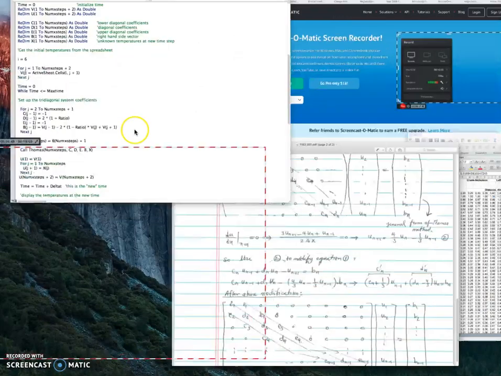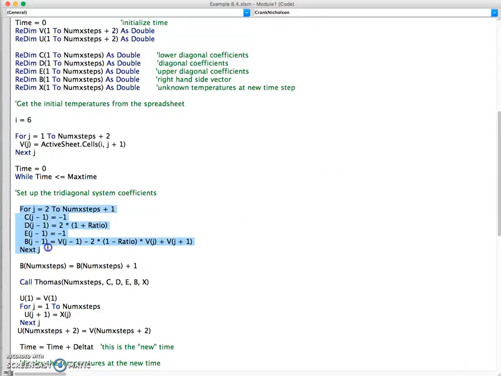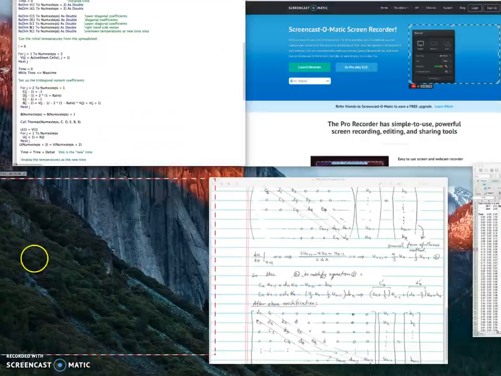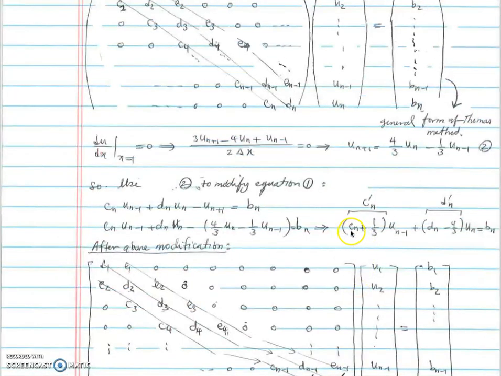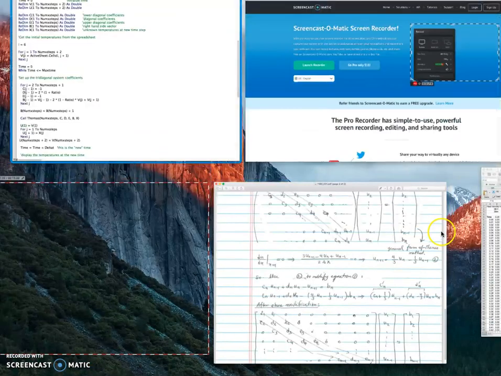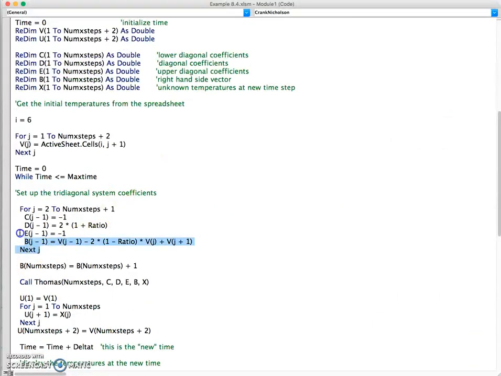So all you need is, after this loop, you have to have 2 lines to correct Cn and Dn only, not all other C's and D's, just Cn and Dn. In other words, Cn is equal to Cn plus 1/3, Dn is equal to Dn minus 4/3. Okay, so you're going to have 2 more lines after this loop, not inside the loop, outside the loop.